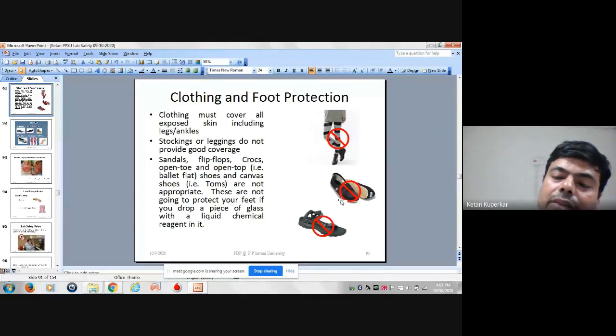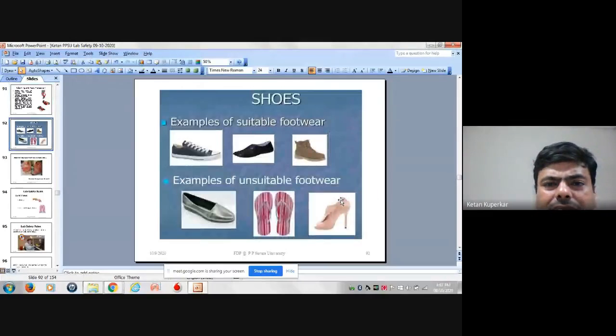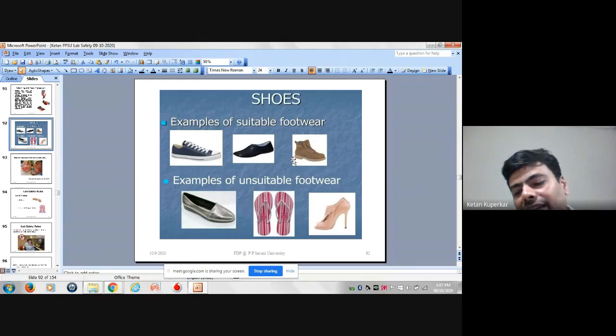So this is very important. Your foot protection is very important. Leggings and the like should not be encouraged, and no open skin should be seen. This particular slide shows an example of suitable footwear which may be used while performing the experiment, and also some examples of unsuitable footwear which are to be discouraged while performing an experiment in the laboratory.